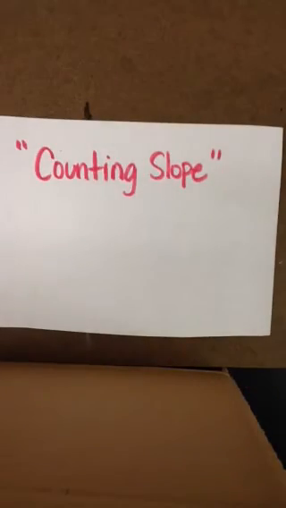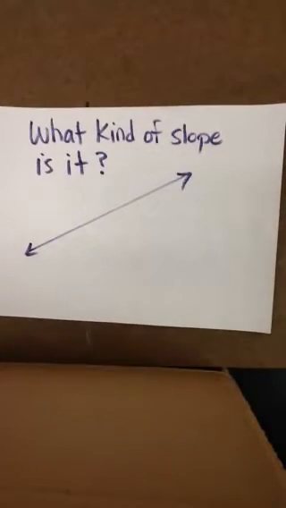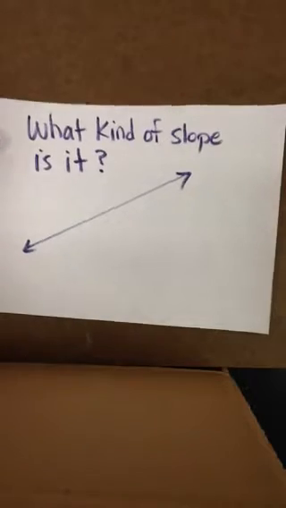Hello, today we're continuing our lesson on counting slope on a coordinate plane. Recall from yesterday that there are different ways that you can describe slope. Who remembers? What kind of a slope is this? If you said positive slope, you're correct. When the line is going upward to the right, you will have a positive sloping graph.